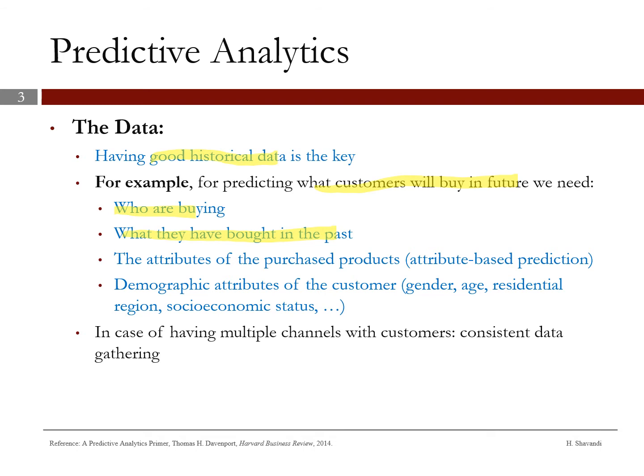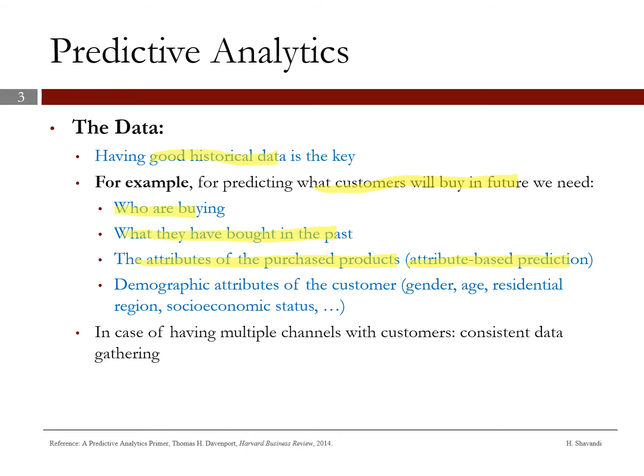Okay. And the attributes of the purchased products. So here, if we know what the attributes of the purchased products in the past are, then we can build an attribute-based prediction model. So based on the attributes, the system can recommend other products to customers as well. Okay.